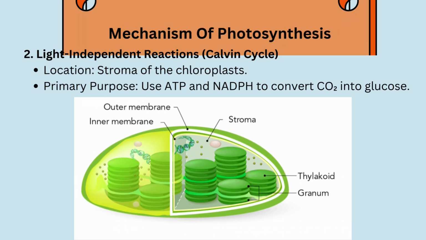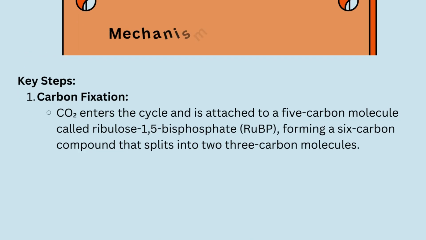Let's talk about the mechanism of light-independent reaction, which is also called the Calvin cycle. It takes place in the stroma of the chloroplast and uses ATP and NADPH to convert carbon dioxide into glucose.